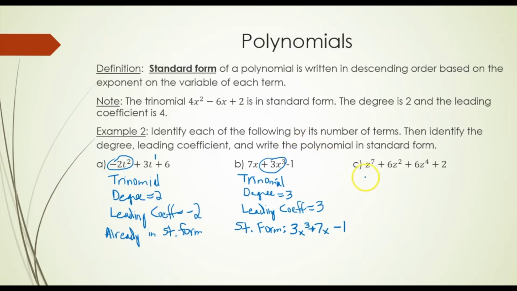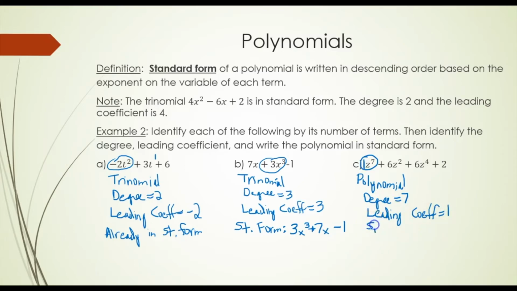Alright, part C. It has 4 terms, so it's not a monomial, it's not a binomial, it's not a trinomial. In general, we just say it is a polynomial. The highest power term is the z to the 7th, so my degree would have to be 7. Now the leading coefficient, remember when there's nothing in front of a variable, it's like saying there's a 1 there. So my leading coefficient is 1.